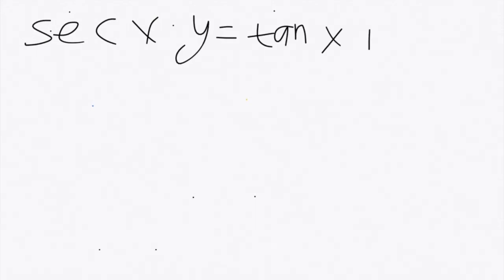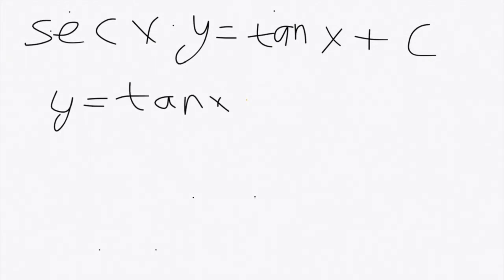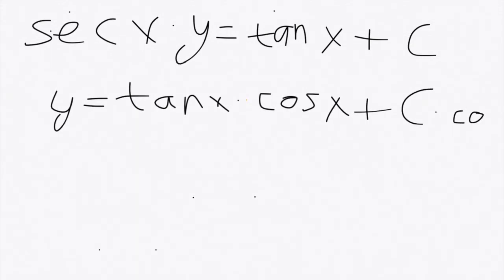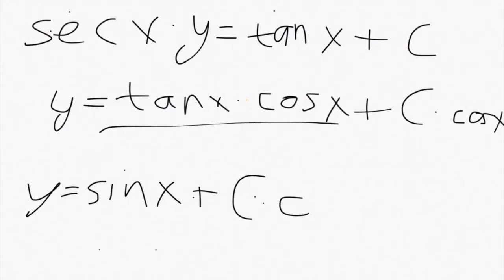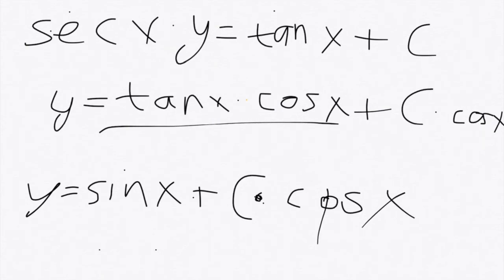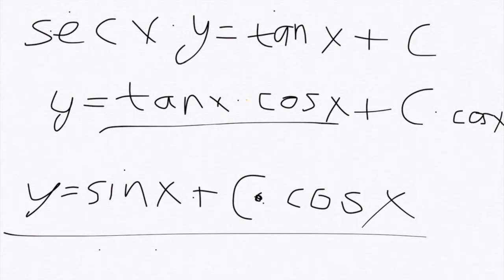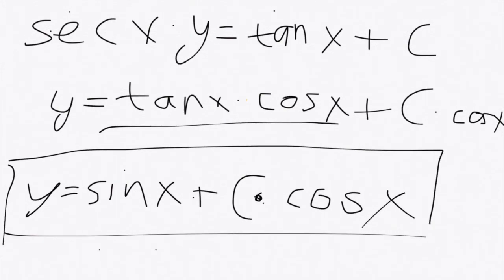And now solving for y, we're going to get y is equal to tangent x times cosine x plus c times cosine x. Remember that, the c also gets multiplied. And so we simplify this to get y is equal to sine x plus c times cosine x. And if we had an initial condition, we would plug in and be able to solve for c. But this is our final answer, and this is how you solve a differential equation using the integrating factor.